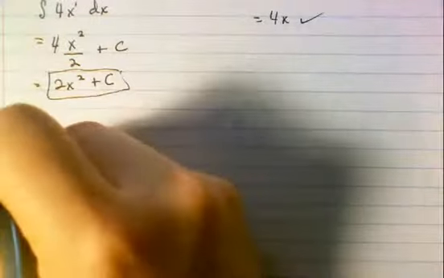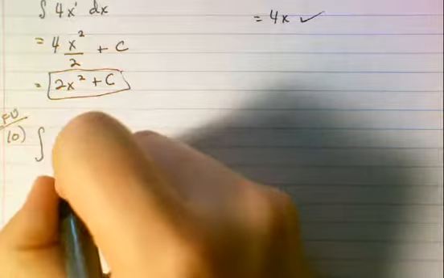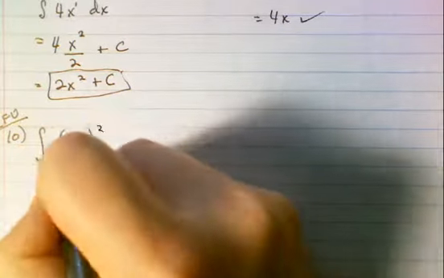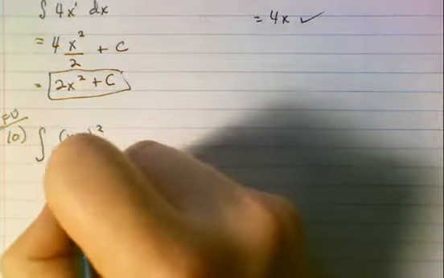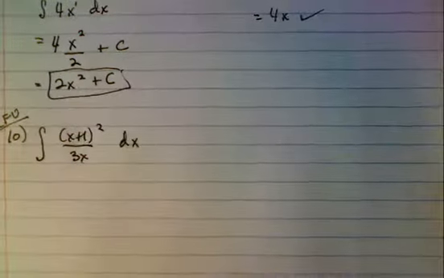So let's go ahead and end this section with the check for understanding. Let's do the antiderivative of x plus 1 squared over 3x, and that's all with respect to x. So try this one on your own, or restart the video when you're ready. Pause the video now.